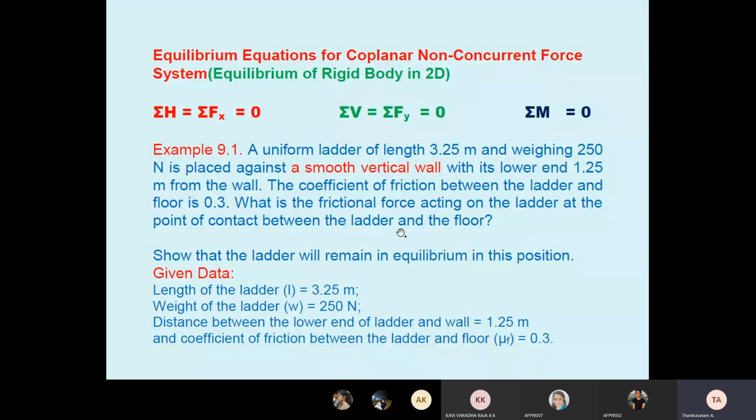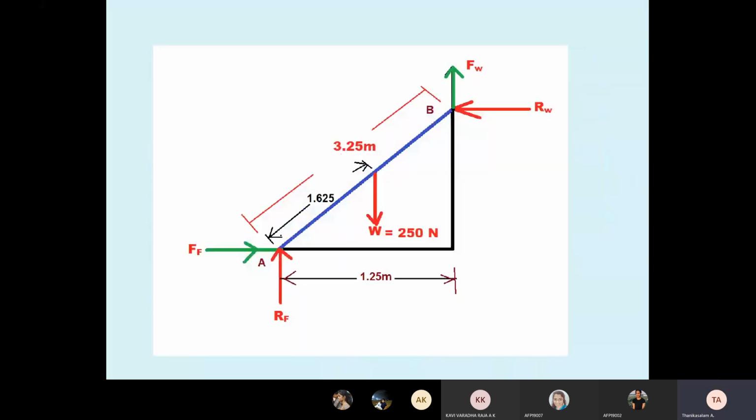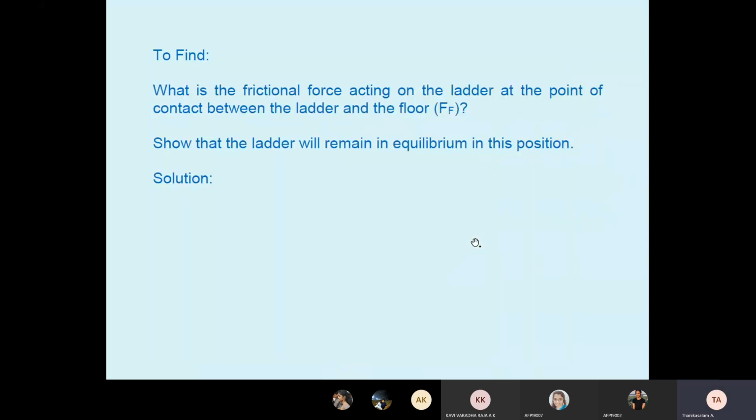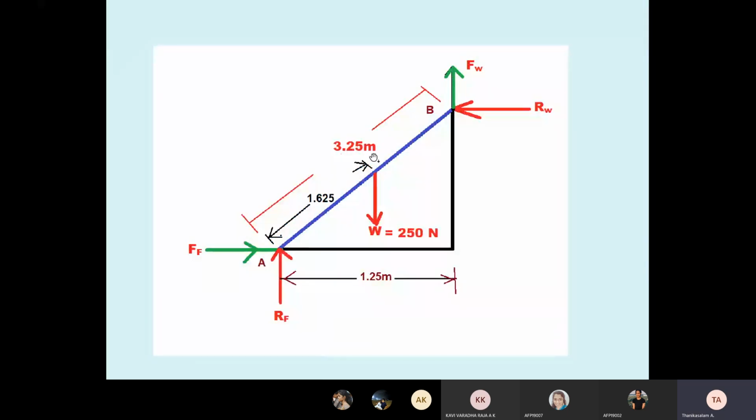So here the diagram is not given, we have to draw the diagram. See here. This is the diagram. Ladder resting, ladder length AB is 3.25 meter. The weight is also given, 250. Where is it acting? Students, at the middle of the ladder. That's why I divided 3.25 by 2, which is 1.625 meter. So the weight is acting there.